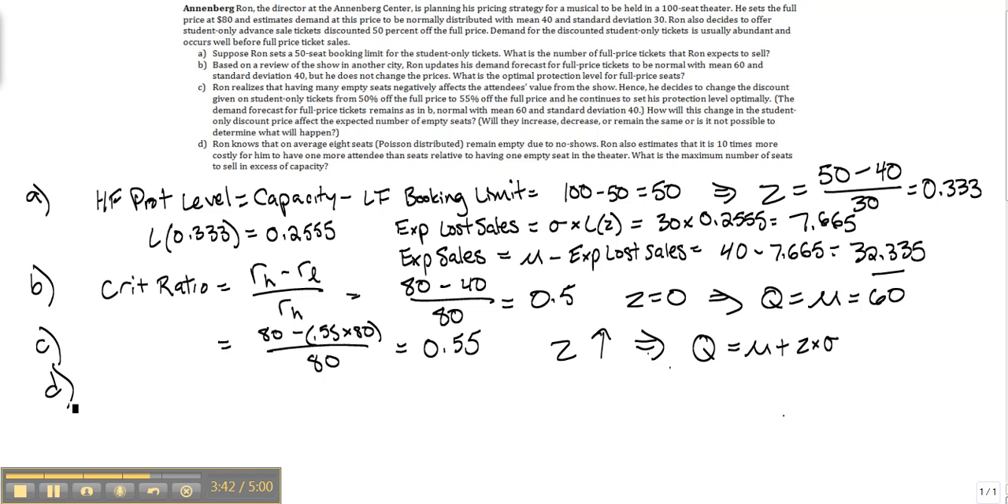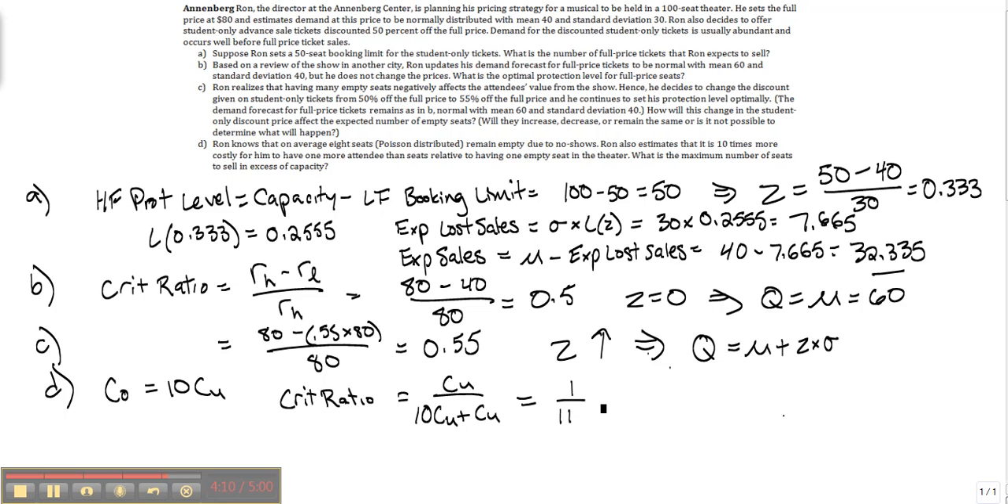Finally, let's move on to part D. Here, we know that the overage cost is equal to 10 times the cost of underage, basically from this overbooking threat. So when we're calculating our critical ratio, we can rewrite this in terms of CU over CU plus CO, which in this case is equivalent to CU over 10 CU plus CU. That's equal to 1/11, or 0.091.